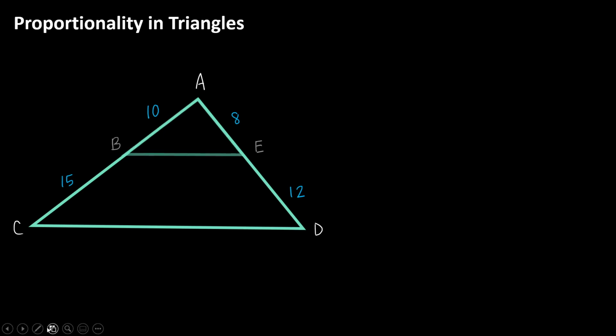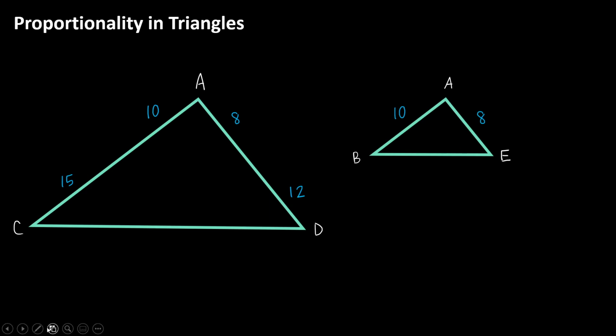I'm going to take ABE and I'm going to move it over. So now you can see you have the total side lengths for triangle ACD and for ABE. So we can determine if these triangles are similar or not. It's not going to be possible to say these triangles are similar using the side similarity theorem because we don't have the third side. We don't know what BE is. We don't know what CD is.